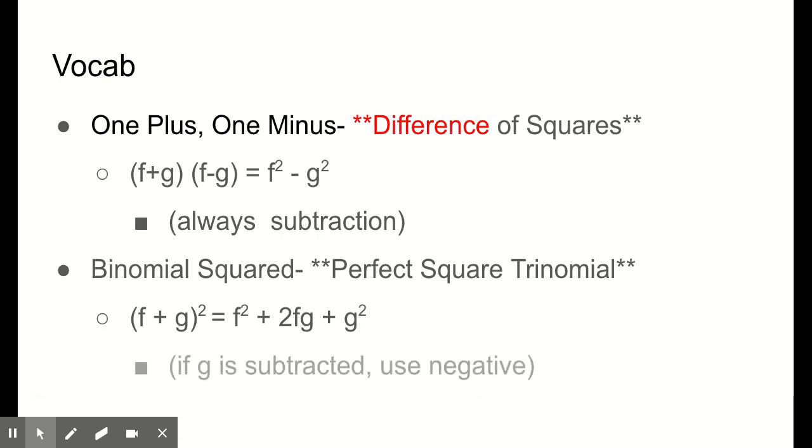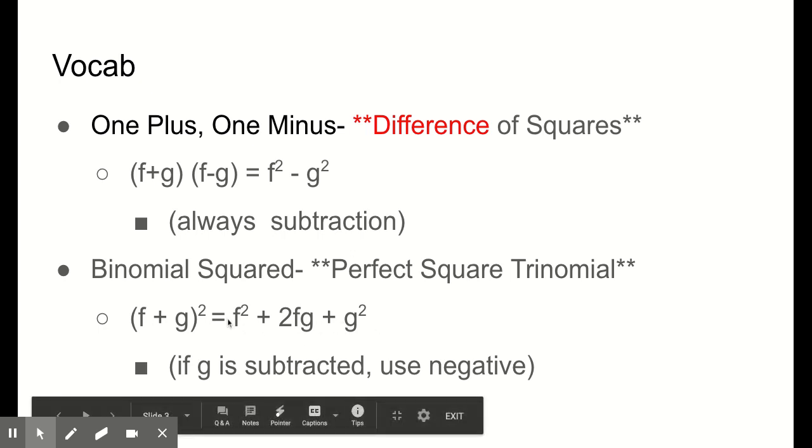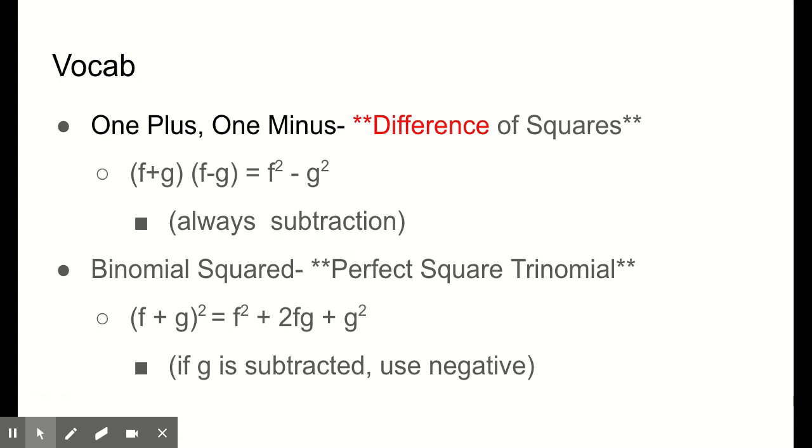Whenever g is negative or g is being subtracted, you're going to use the negative when you plug it into your special pattern. We're going to work through some multiplying of binomials today using these two special patterns. And you need to make sure that in your assignment, in your practice problems today, you are in fact using these special patterns.